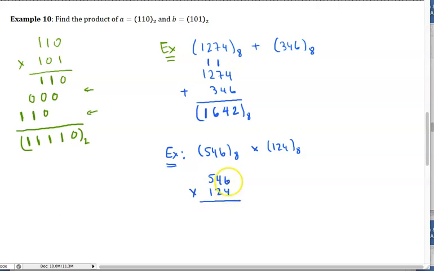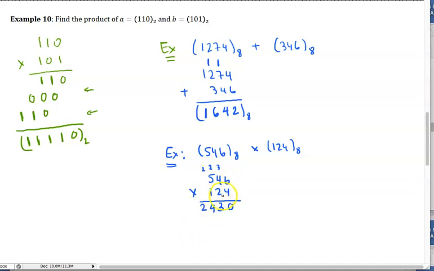Okay, so I do 4 times 6 is 24. And I have to do 24 divided by 8 is going to be 3 times with the remainder of 0. I do 4 times 4 is 16 plus 3 is 19. 19 divided by 8 is going to be twice with the remainder of 3. 4 times 5 is 20, plus 2 is 22. All right, so 22 divided by 8 goes twice with the remainder of 4.